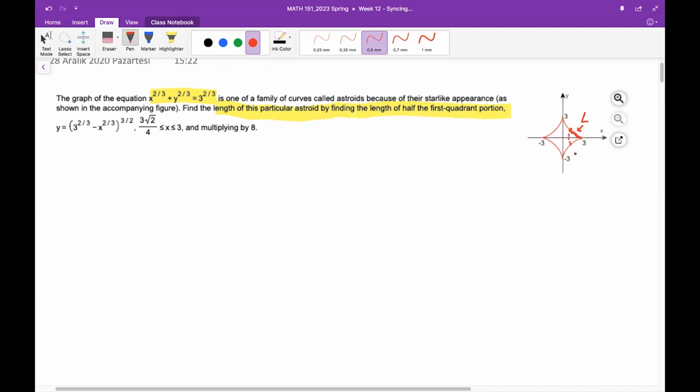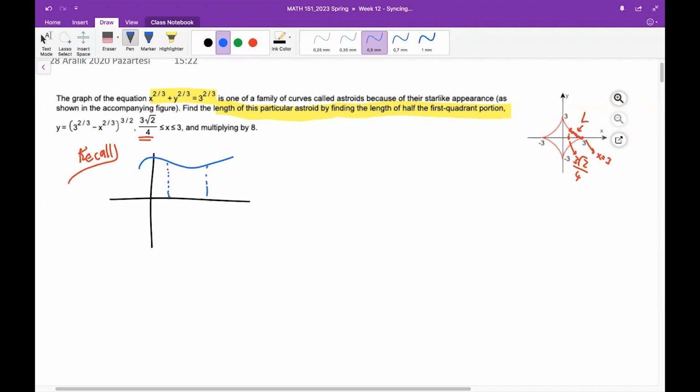Where the x component of this point is given as this number, 3 times square root 2 over 4, and obviously this is x equals 3. Okay, so how do we compute length? Before we start, I want to recall something to you from the lecture videos. So let's say we have a curve like this, and we want to compute the length of it from some point A to some point B on the x-axis, okay? Let's concentrate on this portion.